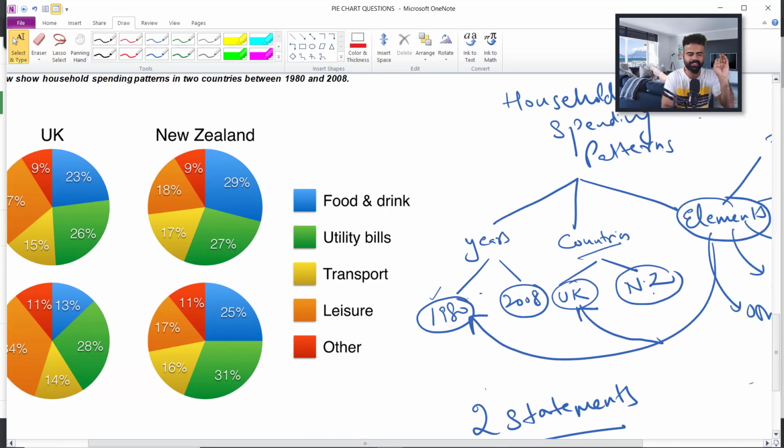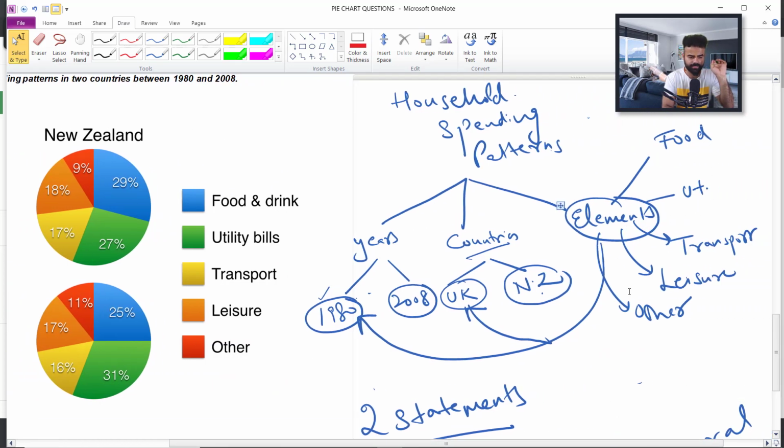Okay, so I'm writing a general statement covering all these elements. So overall it can be seen that the percentage of spending on all categories in both countries has significantly changed over the years. So I considered all these categories, all these elements, and just wrote one statement. Simple. That's going to be your statement number 1.